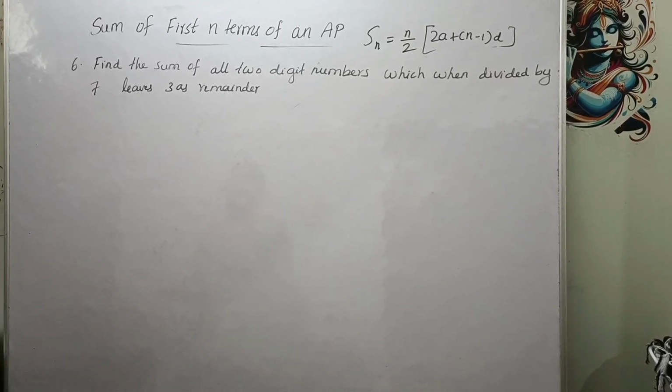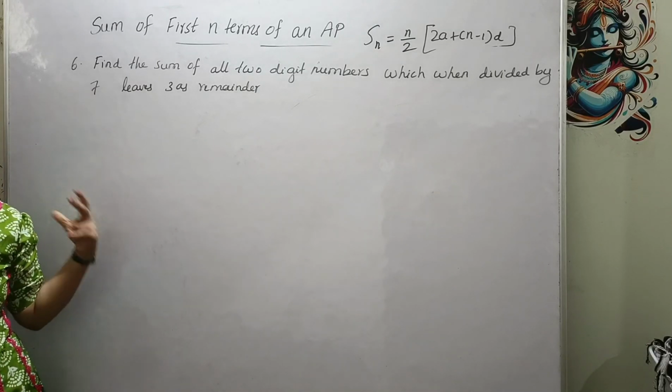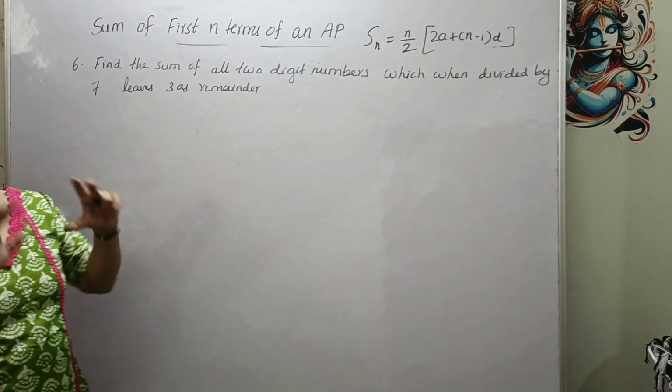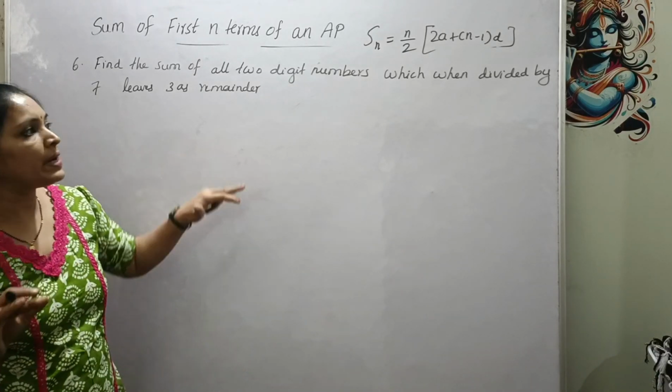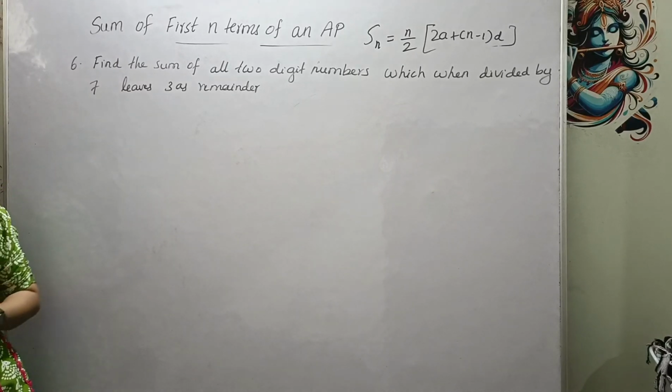Find the sum of all two-digit numbers which when divided by 7 leave 3 as remainder. See here, first of all we have to write an AP, right? That is, we have to write the two-digit numbers which when divided by 7 leave 3 as remainder.